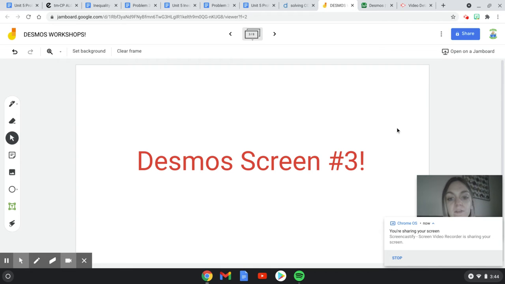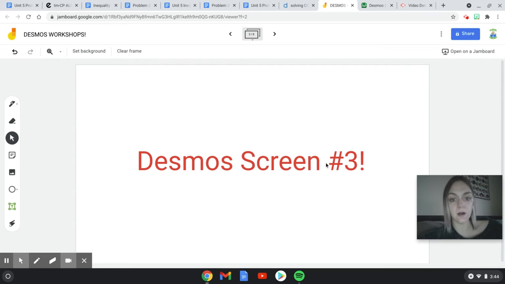So if you have tried to solve the inequality on Desmos Screen 3 using your notes and you're stuck, this is where you need to be. If you have not yet tried to solve that screen using your notes on your own, try it first and then come back to this if you need it.